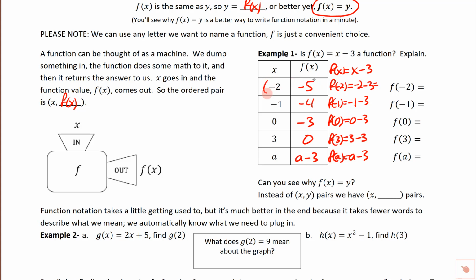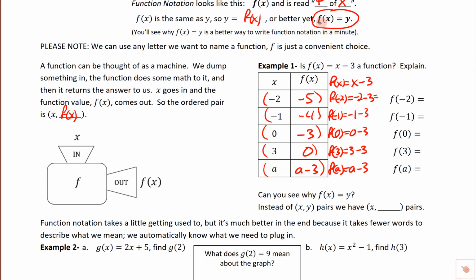Now, these are ordered pairs that we could put on the graph, and granted this one looks kind of funny. But the reason I have this over here is I kind of want to make a point and make sure everybody understands this. We said earlier that it's actually a nice way to write this to think of, instead of saying y equals f of x, to say f of x equals y. This is asking what is the function value when x is equal to negative 2. Well, this is what f of x is right here, so that would be negative 5. What is f of negative 1? That would be negative 4. What's f of 0? Negative 3. What's f of 3? 0. And what's f of a? F of a is a minus 3.